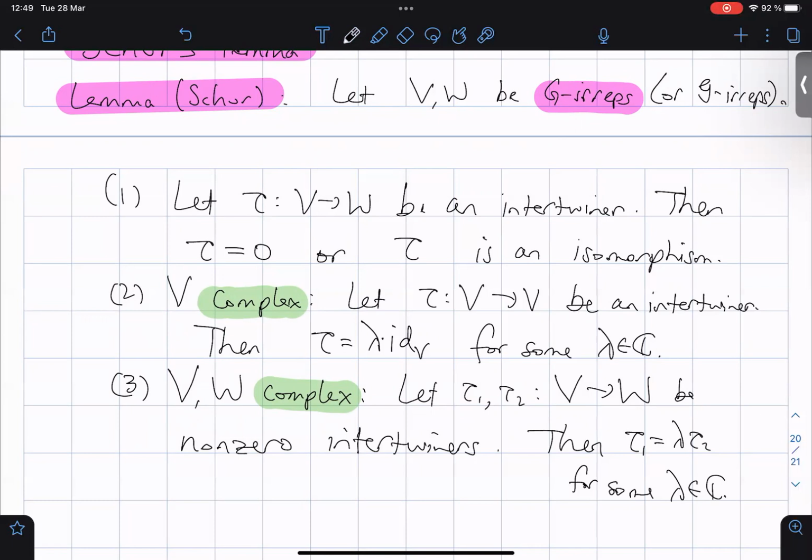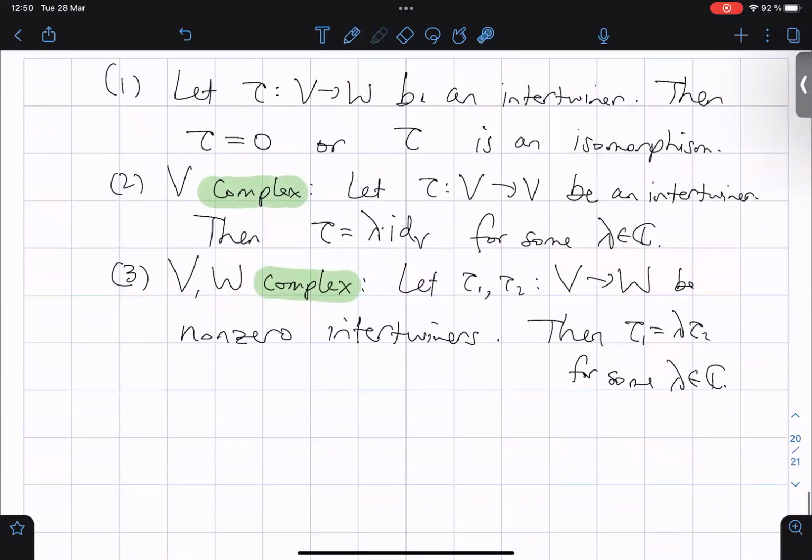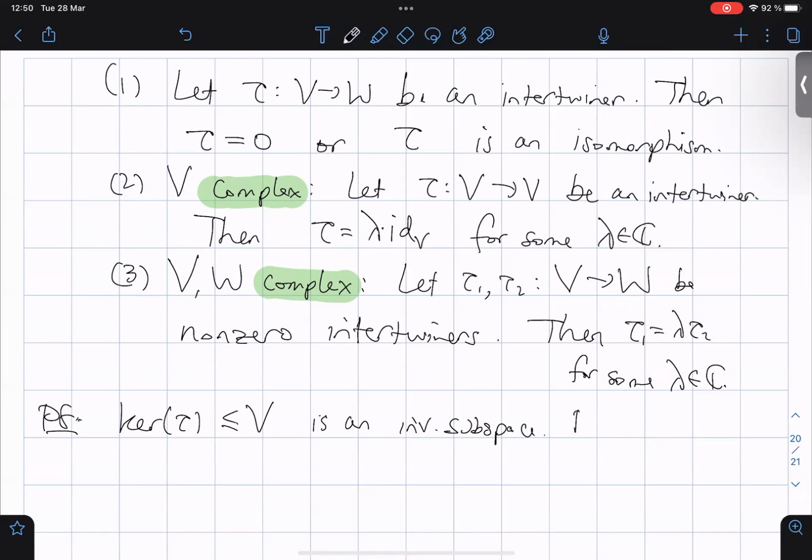So I have an intertwiner between V and W. So it's natural to look at some invariant subspaces. What's a natural invariant subspace that you could look at? Well, the kernel of that map. Okay, so proof. The kernel of tau is an invariant subspace. Prove it for yourself if you haven't done so already. But let me just move on here.